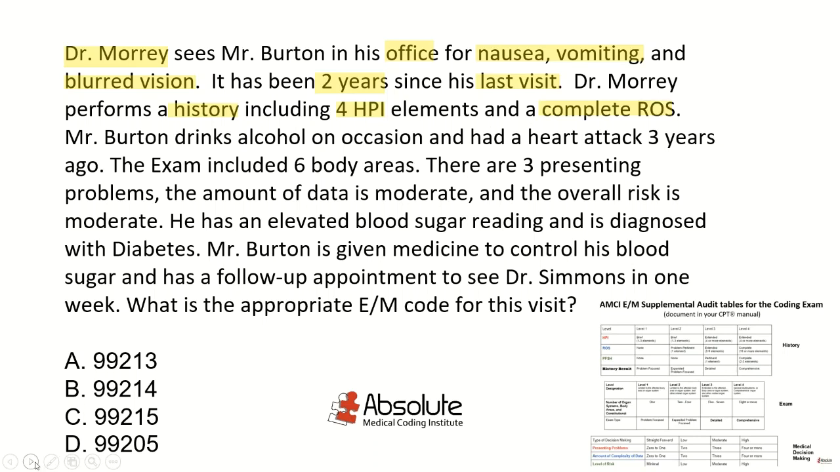We have a complete ROS. This patient drinks alcohol on occasion and had a heart attack 3 years ago. The exam includes 6 body areas. There's 3 presenting problems. The amount of data is moderate. Overall risk is moderate. And he's diagnosed with diabetes.